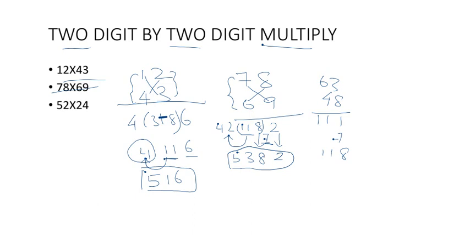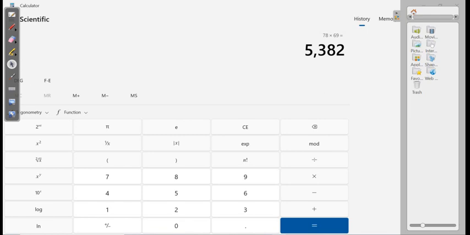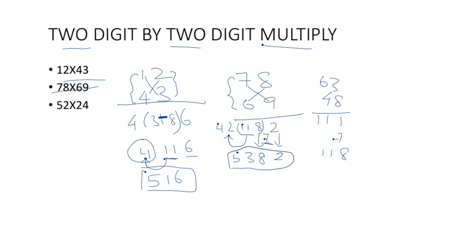Let me check whether the answer is correct with the calculator. 78 into 69. So the answer is 5382. So 78 into 69, we are getting 5382 as the answer. Yes, it's definitely correct. Let me move to the next problem.